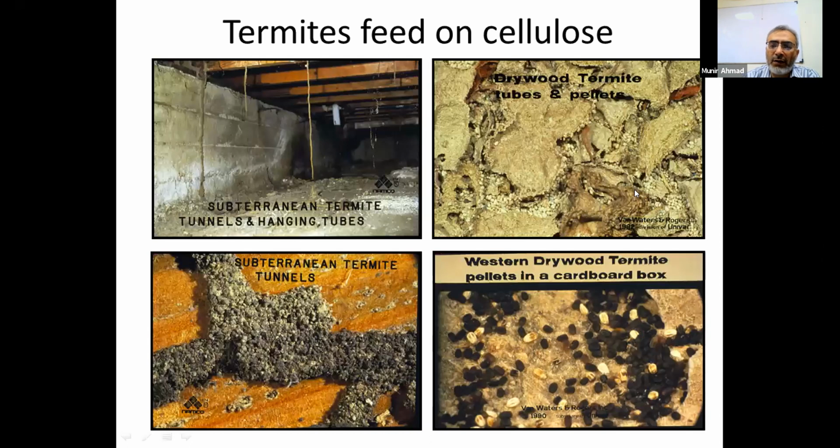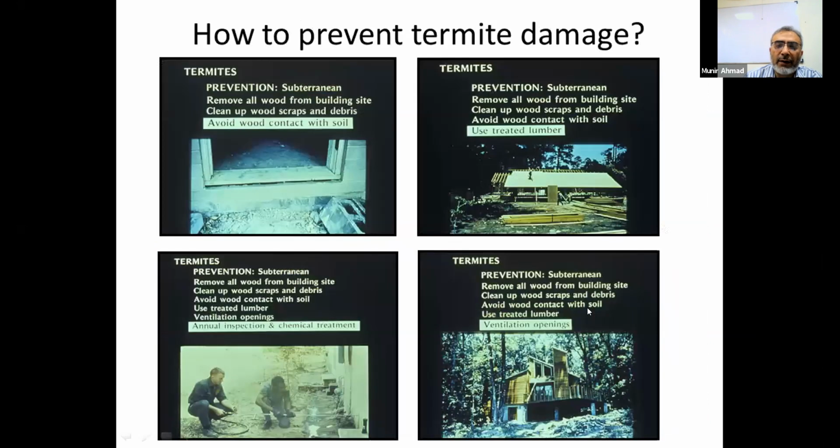If you see the structural ones, we generally split them into two types, dry wood and subterranean. These are some pictures showing the damage and the symptoms that these termites have been causing. If we have doors and they come in contact with the soil, these termites can make problems. If the base is supported by metals, this can be avoided.